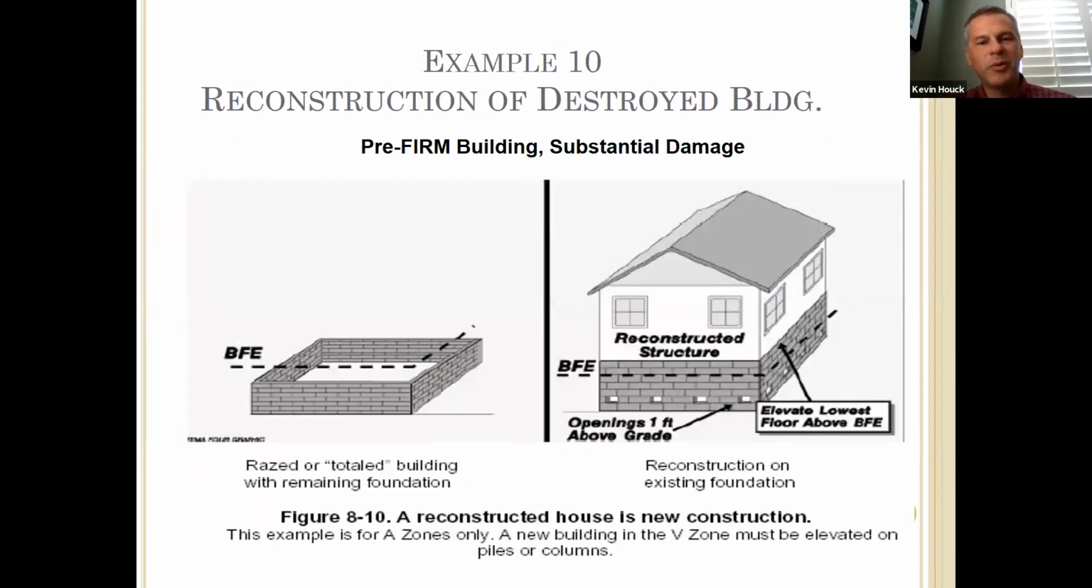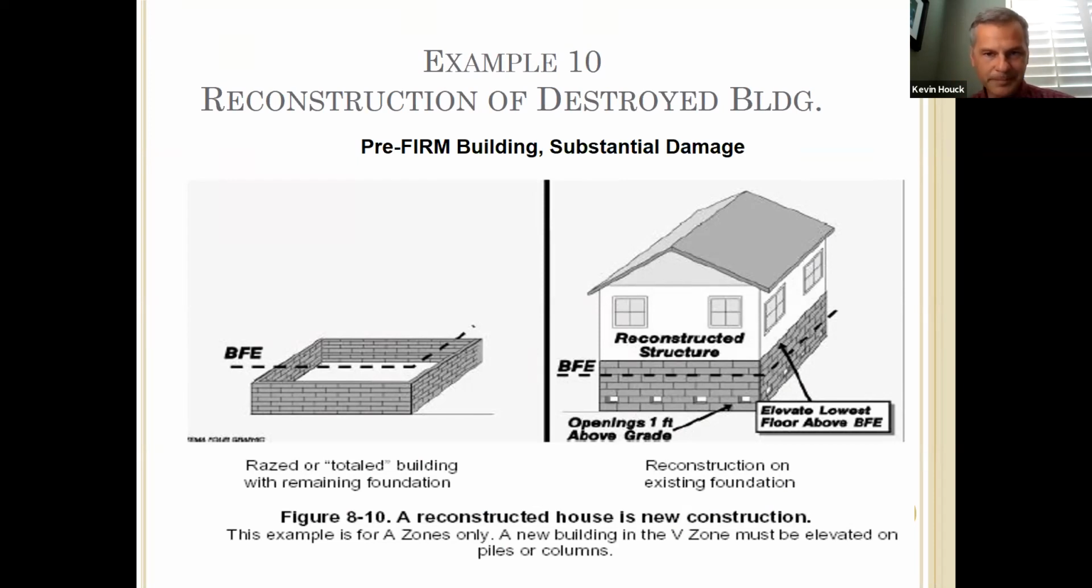Okay, and then this is the only one we have of substantial damage. Like I told you at the outset, I think the substantial damage is much easier to figure out than the addition. Here we've just got a pre-FIRM building that experienced a damage episode, whether it was flood, fire, it doesn't really say. And it says that the building was totaled. If you look on the left, you can see where the base flood elevation is, and you can see that the lowest floor was probably below that.